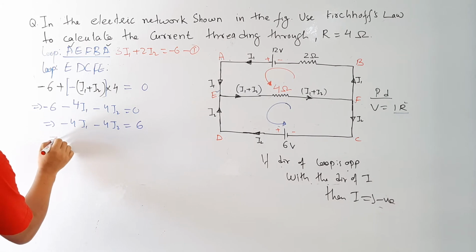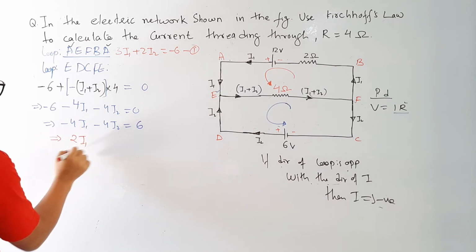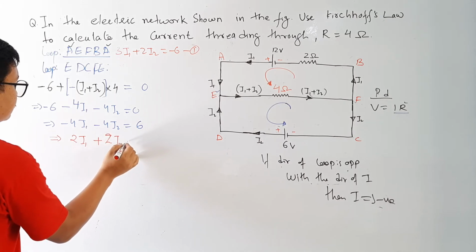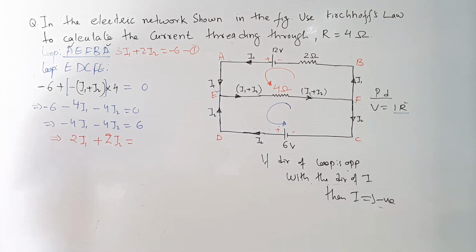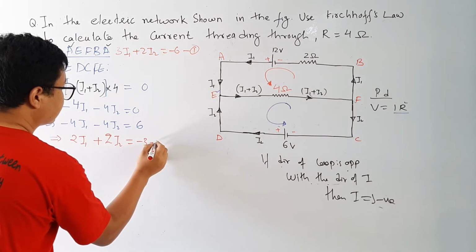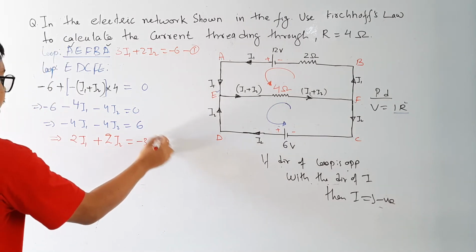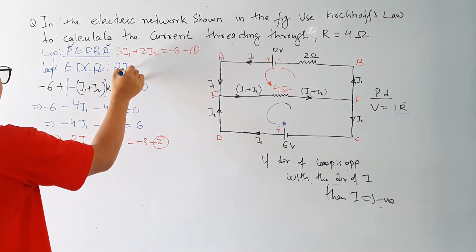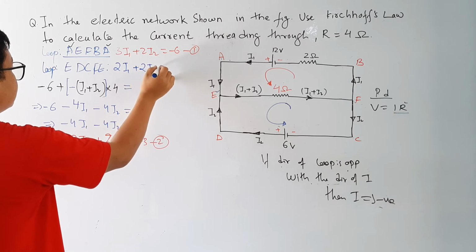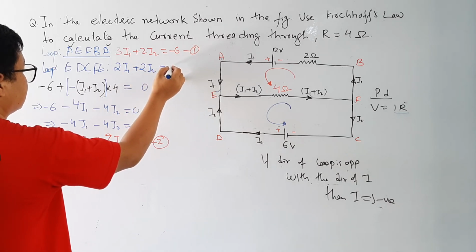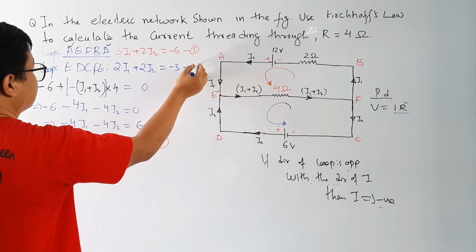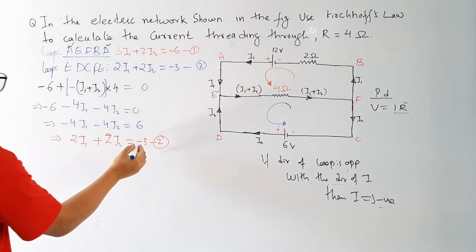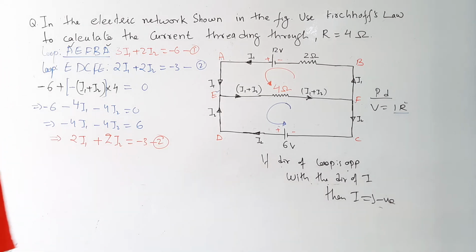Dividing by minus 2, we will get 2I1 plus 2I2 equal to minus 3. Equation number 2. Okay, so we got 2I1 plus 2I2 equal to minus 3, equation number 2. Isn't it? Yes. This will become plus. Okay, fine.